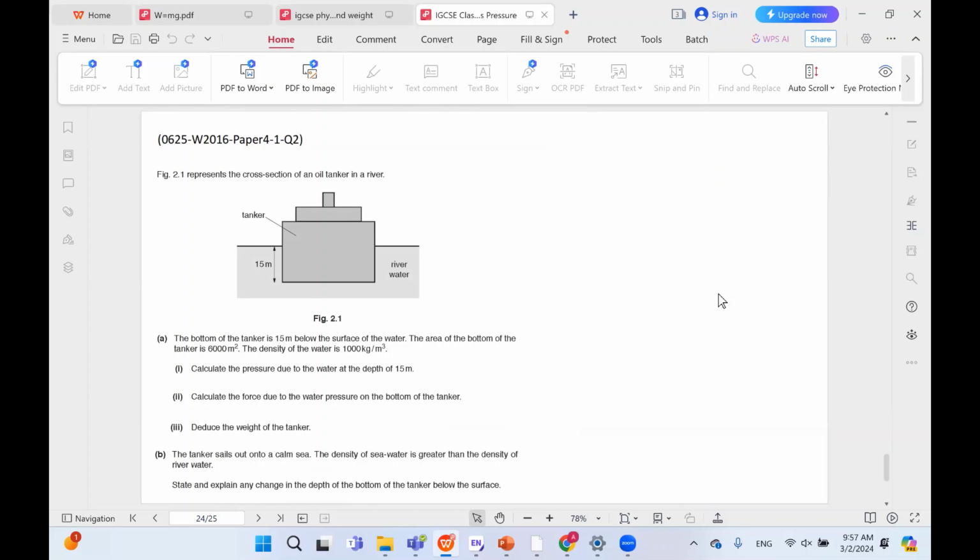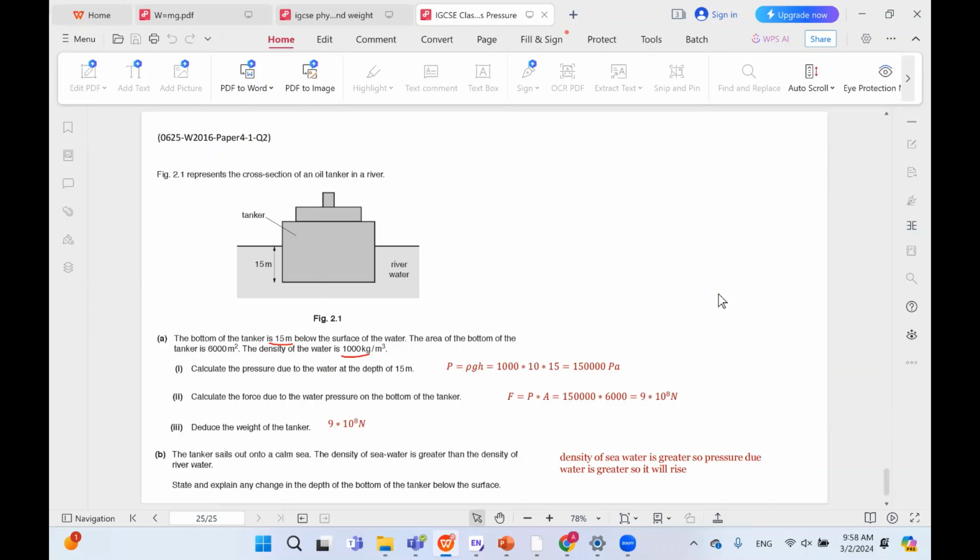The final question in this video says figure 2.1 represents the cross-section of an oil tanker in a river. The bottom of the tanker is 15 meters below the surface of the water. The area of the bottom of the tanker is 6,000 meters squared and the density is 1,000. Calculate the pressure at the depth of 15. So this is repeated. Depth would be height, and we would use rho g h. So 1,000 for density. It's given in the problem, in case you don't know where we're getting the data from. This is the density, this is the height. We multiply rho by g by h, and we get the answer.